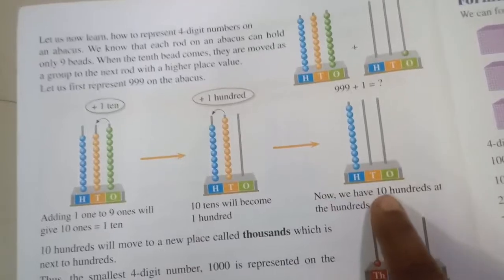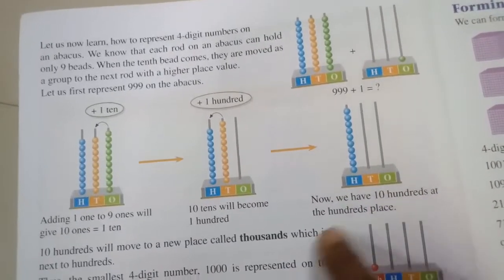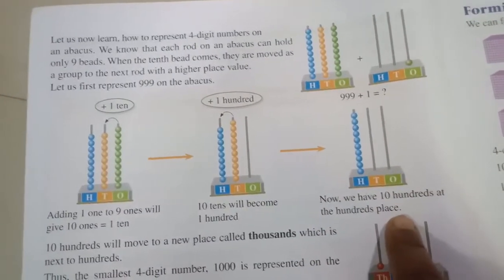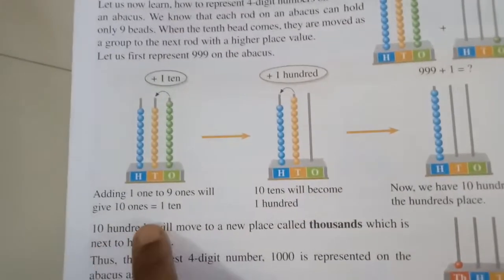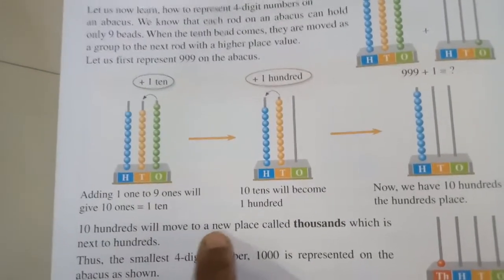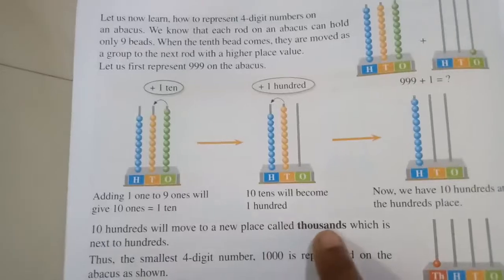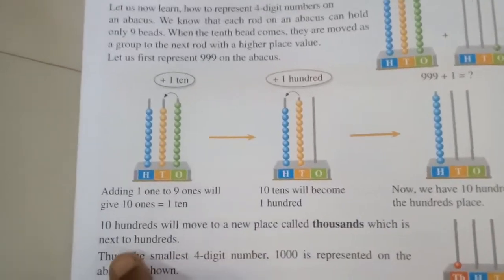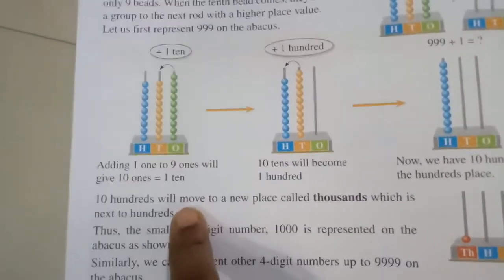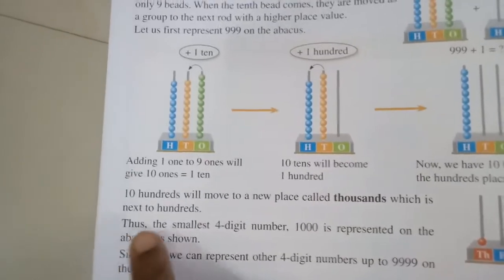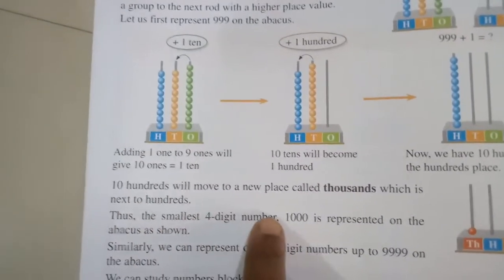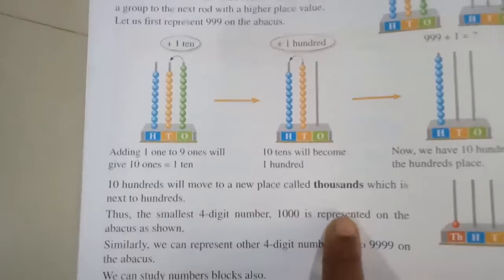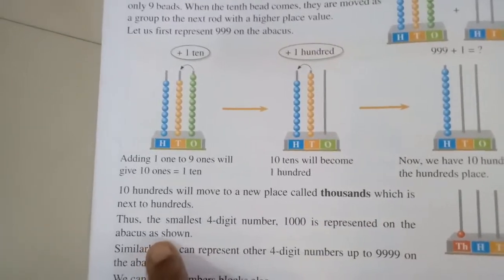Now we have 10 hundreds at the hundreds place. Then what will we do? 10 hundreds will move to a new place called thousands, which is next to hundreds. Yes or no, children? Thus, the smallest 4-digit number, 1000, is represented on the abacus as shown.